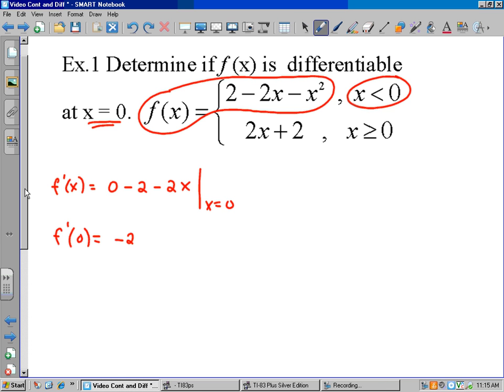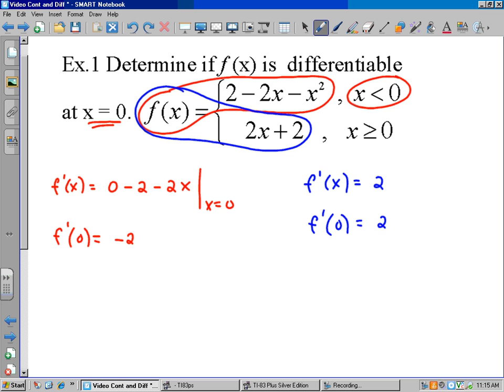What about from the right? If I take the derivative coming in from the right, that derivative is going to be 2. If I evaluate that at x equals 0, I still have 2. You know how I'm getting a derivative of 2? I'm just doing the power rule. And for the derivative coming in from the left, same thing, I'm doing the power rule. The derivative of a constant is 0.